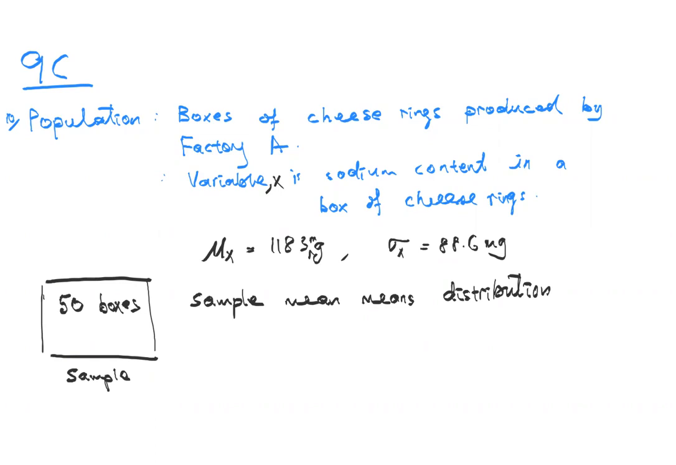So the n is 50. So I want to find the probability that the sample means distribution, so I put x bar, n equals 50, is between 115 and 1200. Okay? So I want to know this.